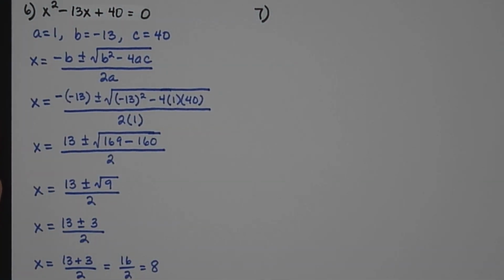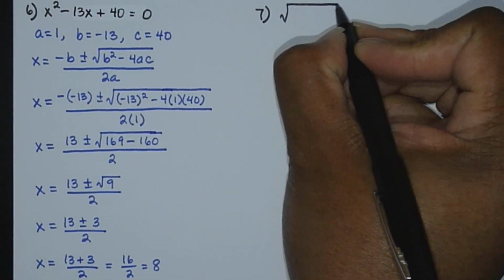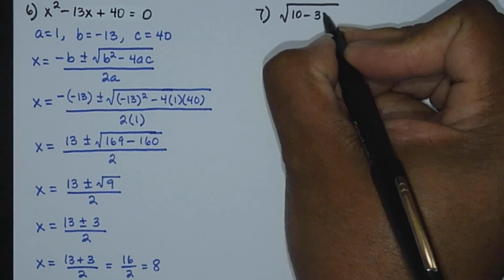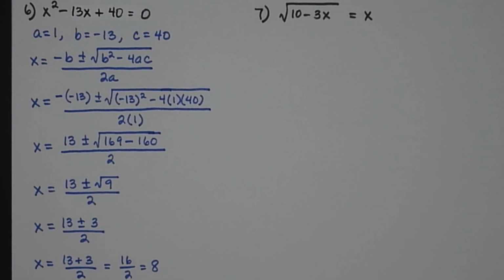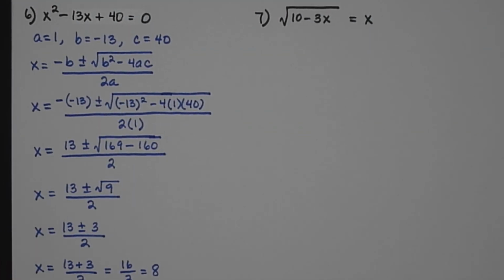is solving a radical equation and check your proposed solutions. And I do specify on the exam that you are to check your proposed solution. That is, if you want to receive full credit for that problem. Not only do you solve the equation, you have to check your proposed solutions here. Here we got the square root of 10 minus 3x is equal to x.